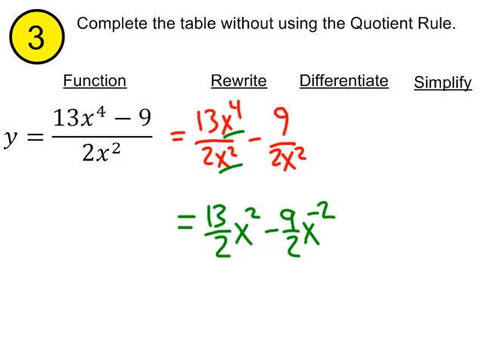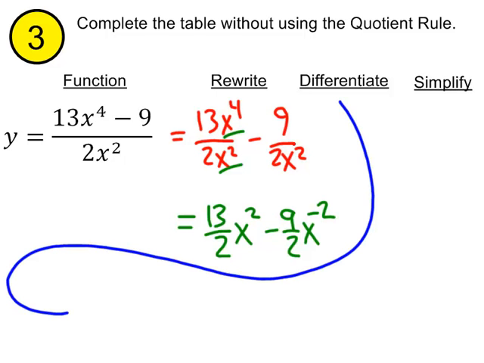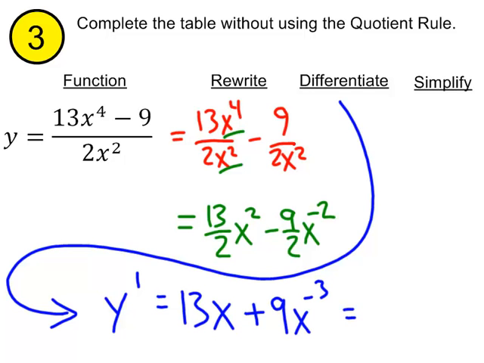And now let's go ahead and differentiate. Instead of doing it in table form, I'll do it over here. Now I'll take the derivative and say y prime equals 13 over 2 times this exponent of 2, which will just give me 13. And of course, this exponent gets reduced by 1, minus, and same deal here, I'm going to multiply that negative 2, and that's going to actually give me a plus 9x to the negative third. And if I want to observe that general rule of not having negative exponents, I'll do 13x plus 9 over x cubed.